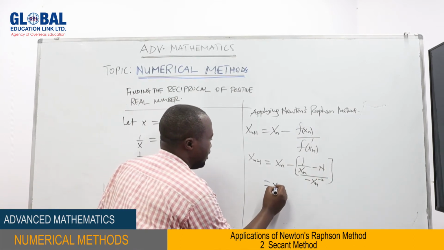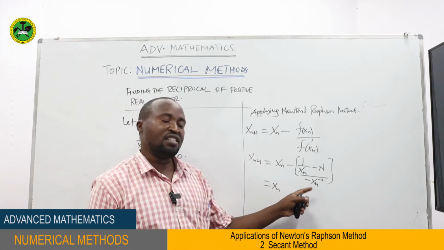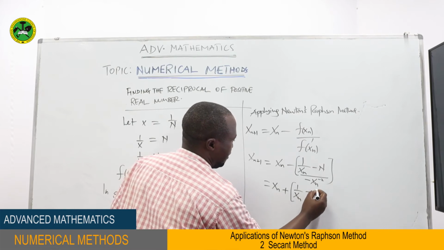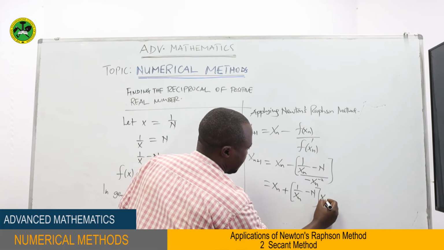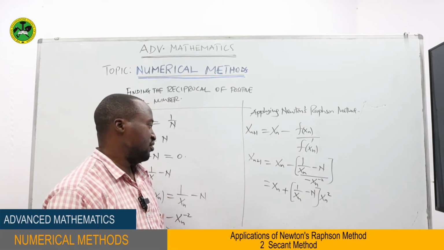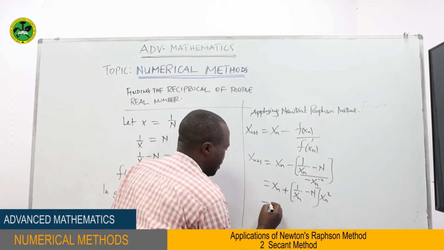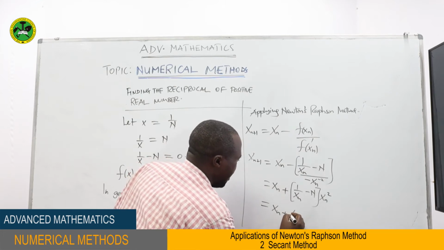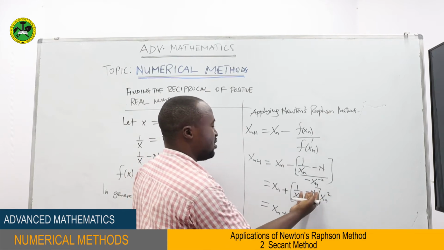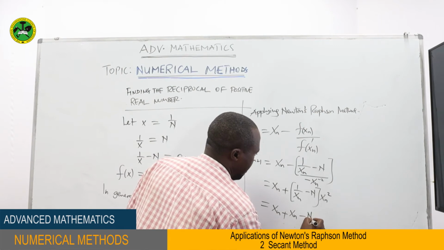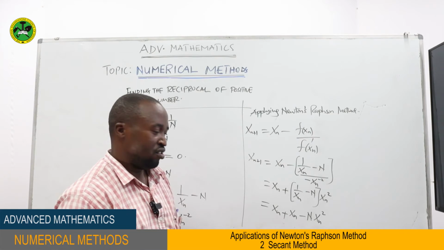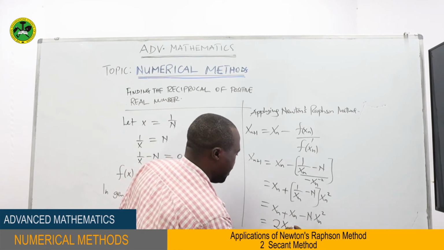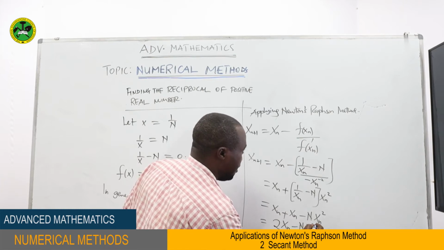So again, we are going to have xn, that is negative, divided by a negative that is a positive. So it will be plus, we have 1 over xn minus n. So again, we shift this one, it will be xn squared. So now we can open up the bracket by saying xn plus, now here we have xn squared times 1 over xn, which is going to be xn. Then again, xn squared times negative n, that is negative n xn squared. So here we are going to have xn plus xn, which is 2 xn minus n xn squared.